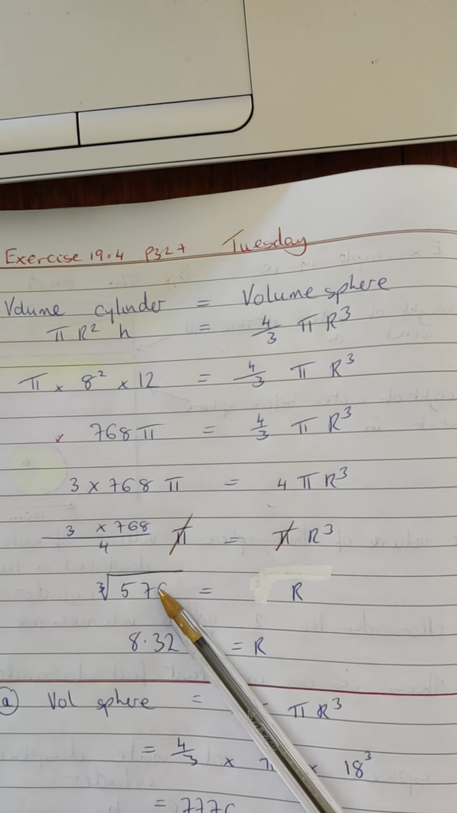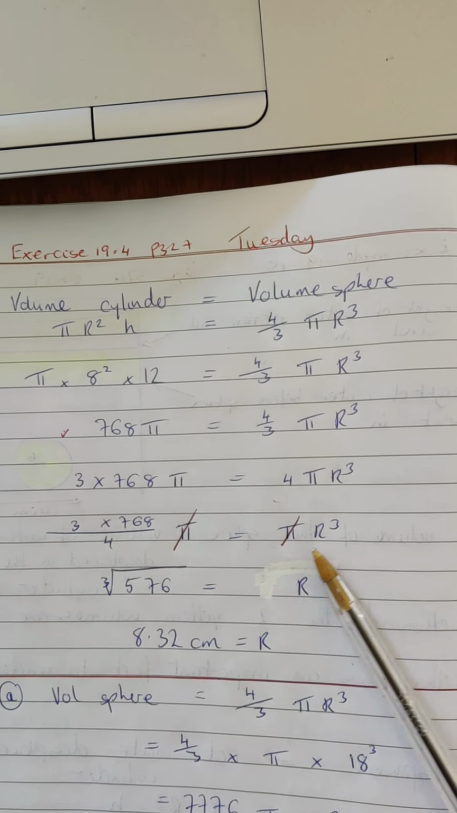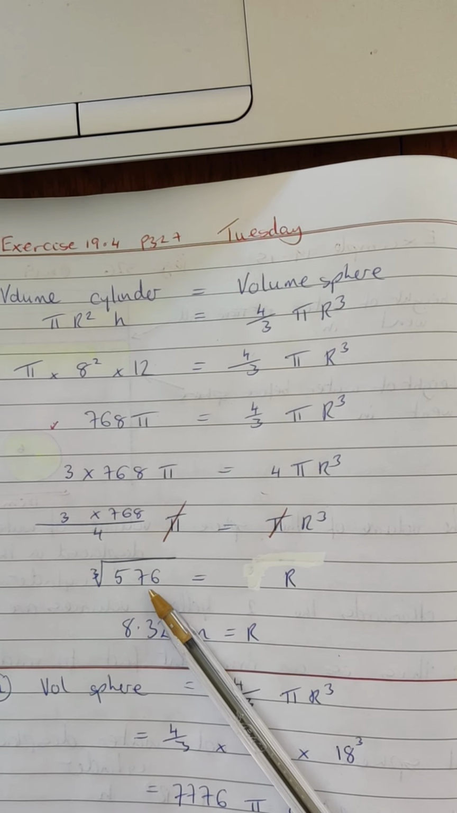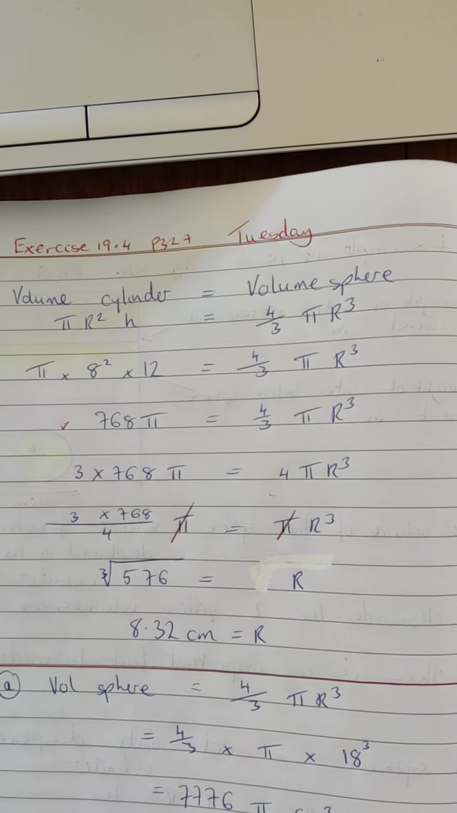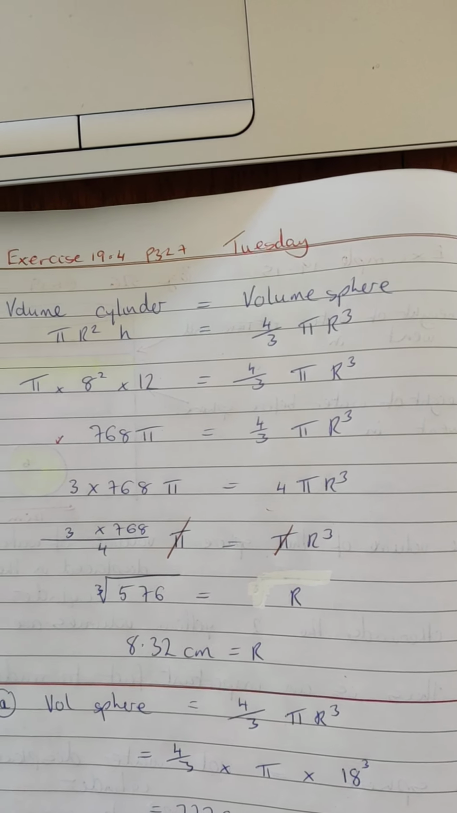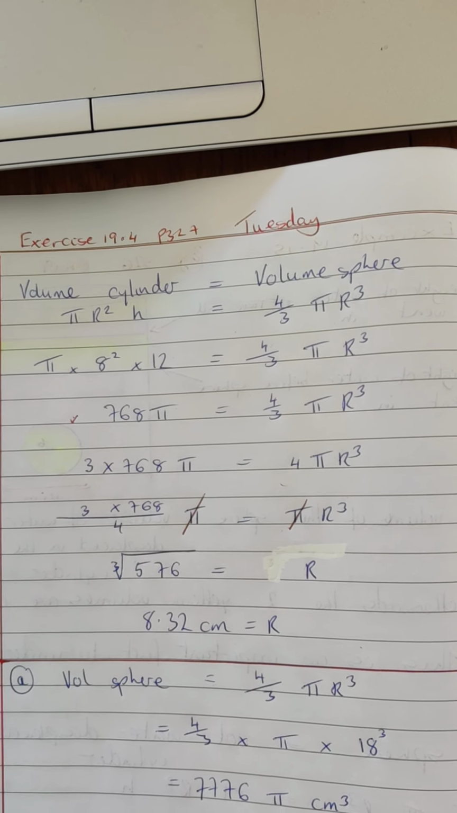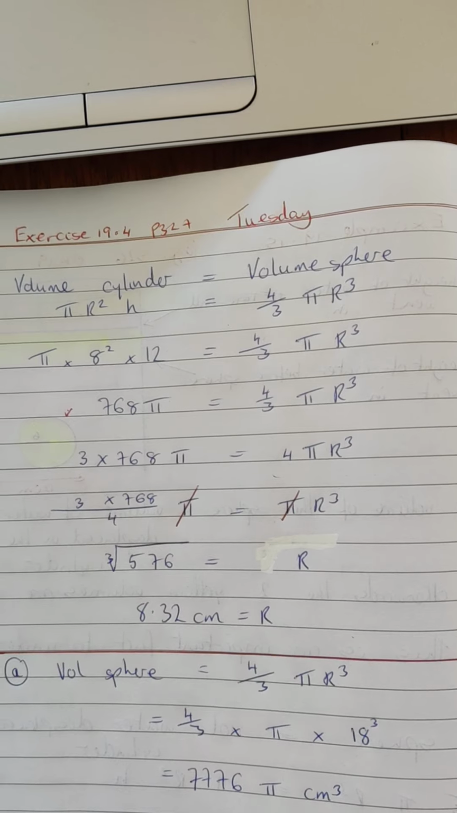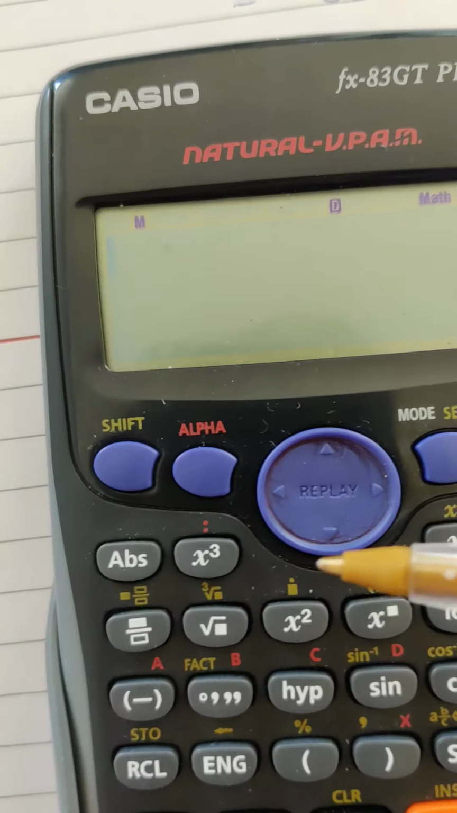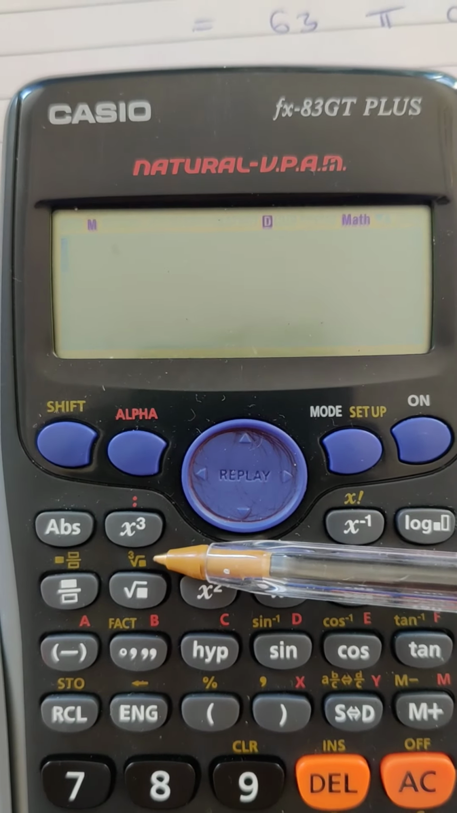So 576 is equal to r cubed. The cubed root of 576 is equal to r, and the cubed root of 576 turns out to be 8.32. The cubed root on your calculator is there.